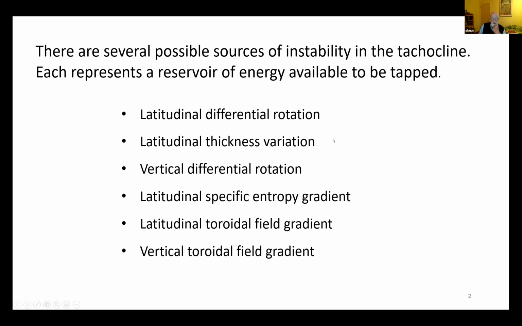Thank you. Okay, so I thought I'd try to give an overview, starting from the idea that instabilities arise when you have reservoirs of energy that can be tapped by perturbations. In the case of the tachocline, there are at least six that I listed here, namely the latitudinal differential rotation, a latitude thickness variation, where you have potential energy involved, a vertical differential rotation, a latitude-specific entropy gradient, a latitudinal toroidal field gradient, and a vertical toroidal field gradient. Each one of these gradients provides an energy source, basically, and you get different instabilities out of different energies, right? And you can get combinations of these.